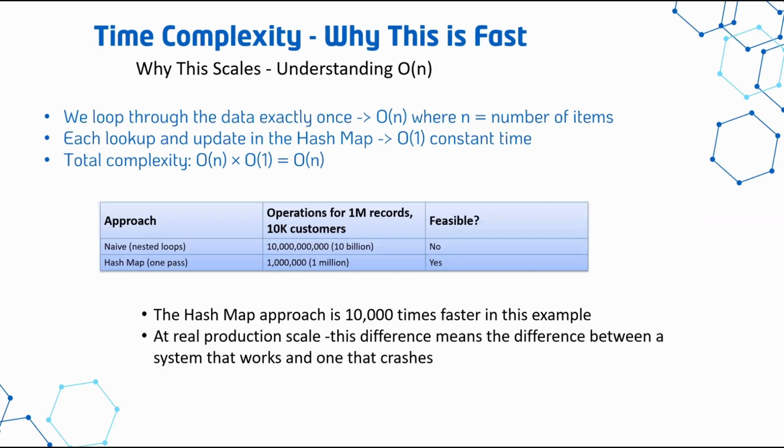From this big O notation, I'm pretty sure you know about this. I'm not going to explain this O(n) and O(1) stuff, but if you go with the naive approach with nested loops, the first way that I was talking about, going through a bunch of rows, for 1 million records for 10,000 customers, it's 10 billion operations, and it's not feasible. But if you use a hash map, just one pass, for 1 million records, there will be 1 million operations. So that's the feasible way. At real production scale, this difference means a lot, because we face these kinds of situations sometimes.